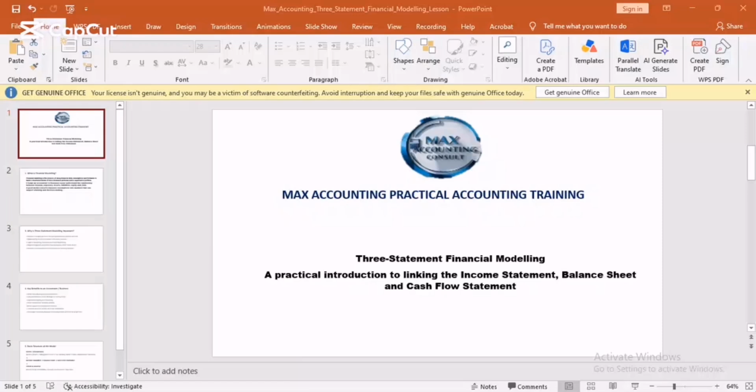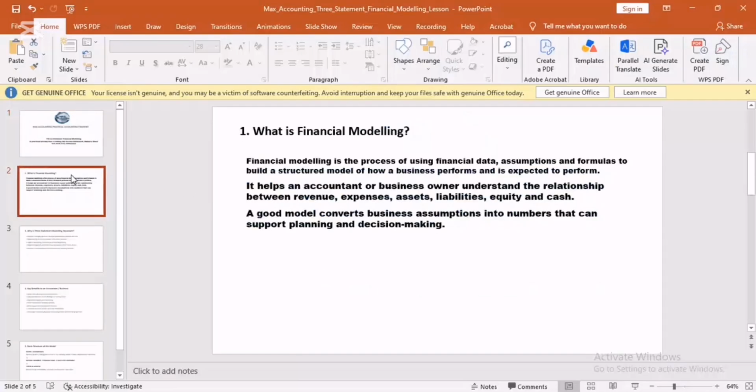Before we proceed building the three-statement financial modeling, let's have some good understanding of what we are about to learn or do in the training today. So what is financial modeling? It is the process of using financial data, assumptions, and formulas to build a structured model of how a business performs and is expected to perform.